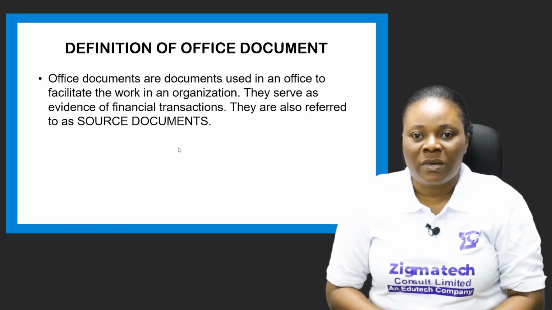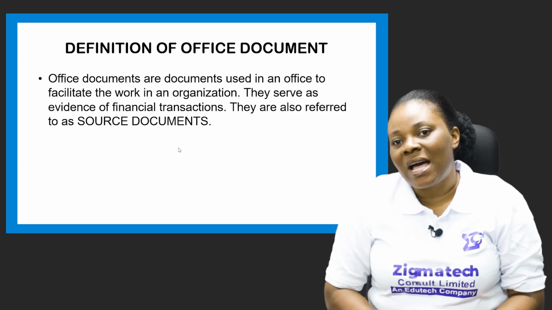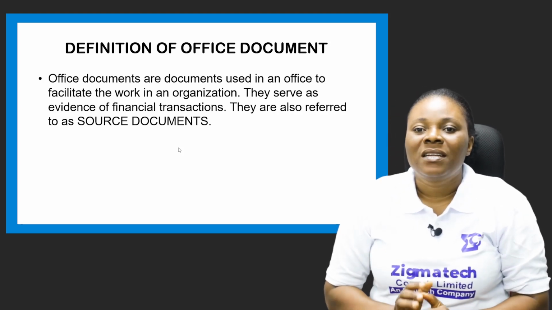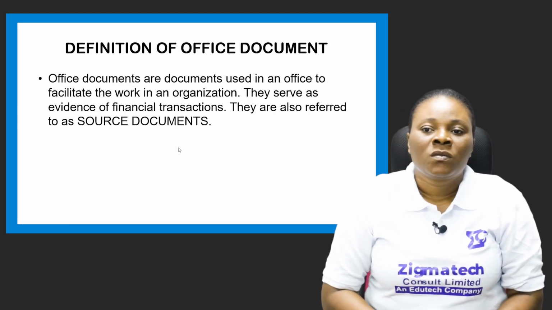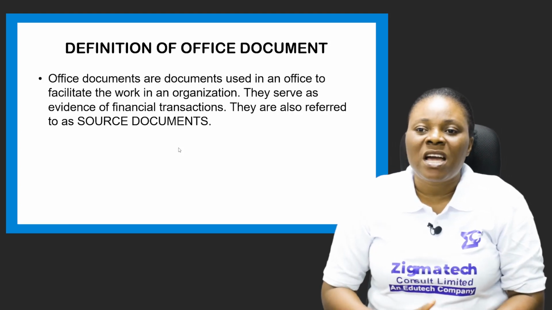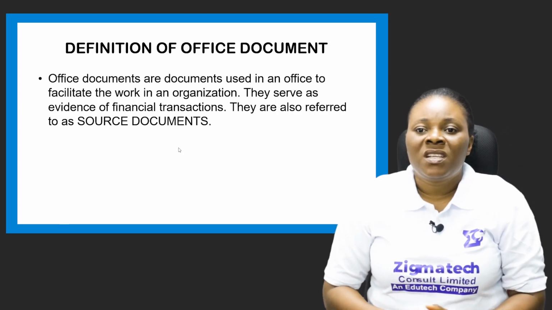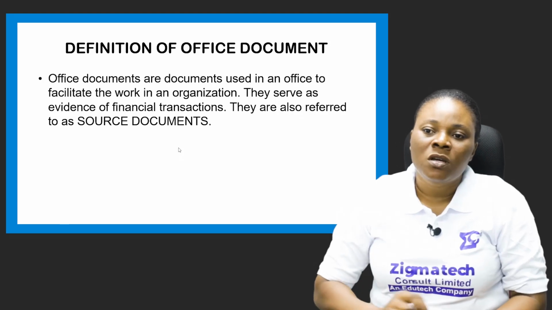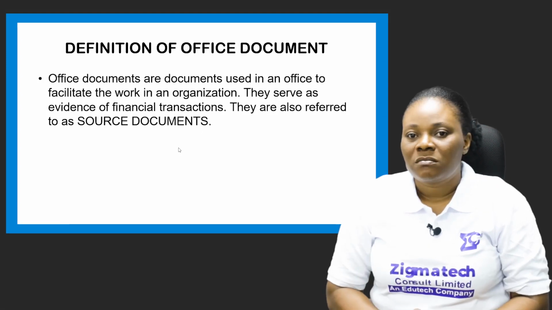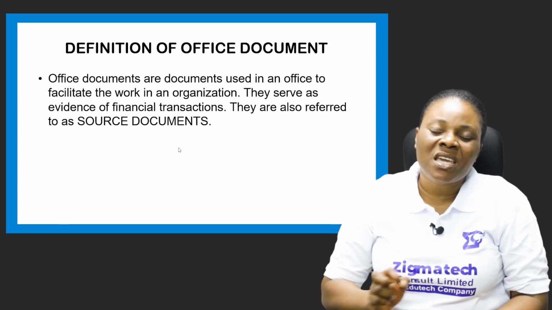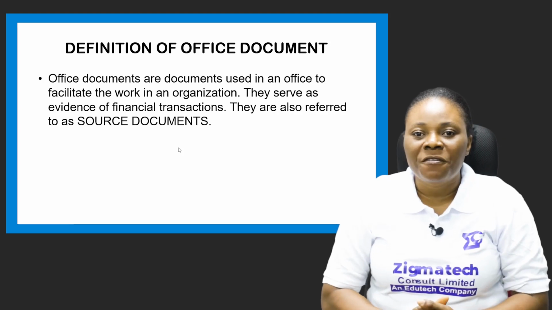So let's define office documents. We know that an office is a room set aside in an organization where clerical activities are carried out, or we can say where work is done. So office documents are those documents that are used in an office to facilitate the work done there. These are documents used to keep records, most especially of activities that involve money. They are meant to be documented and taken care of in an office. These are the documents we refer to as office documents.